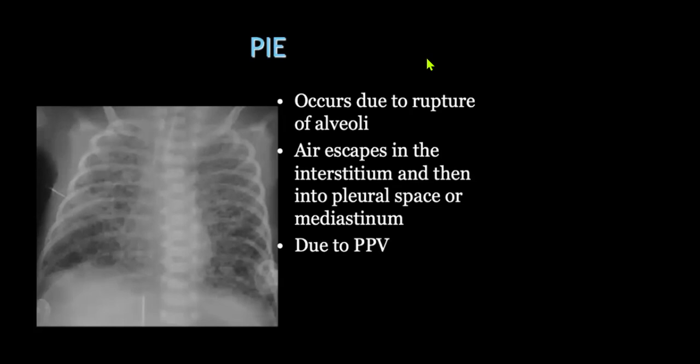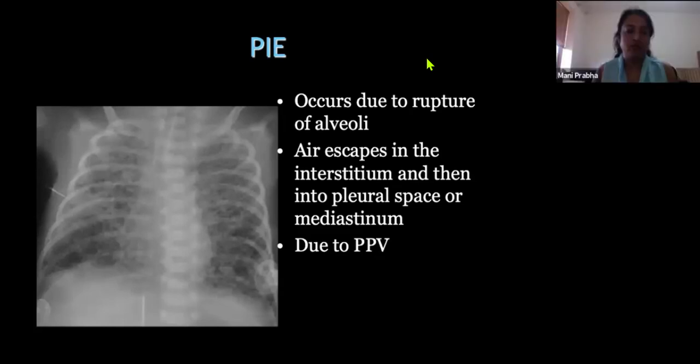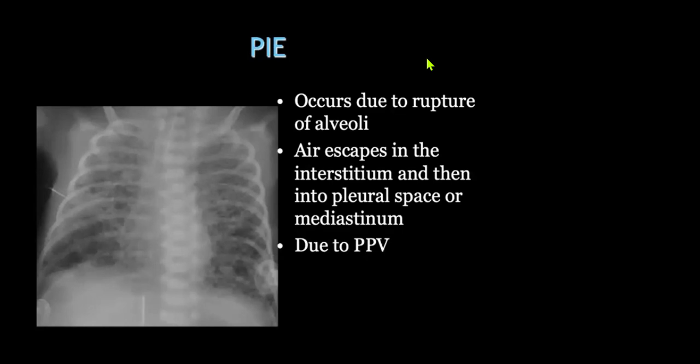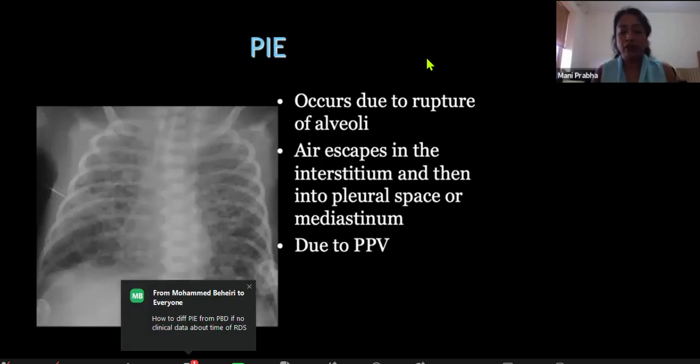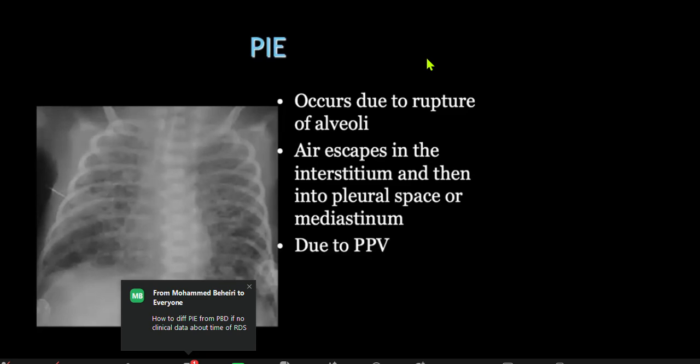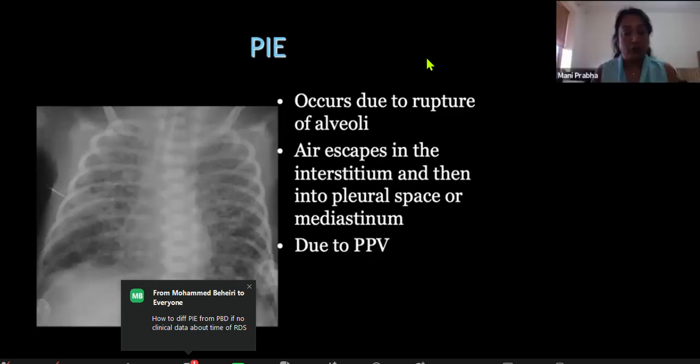So the settings in the ventilator have to be adjusted once you see this, and the pediatricians have to be informed about it. So you describe it: multiple small lucencies are demonstrated in the interstitium, and probably it's pulmonary interstitial emphysema. You would alert the pediatrician about it.